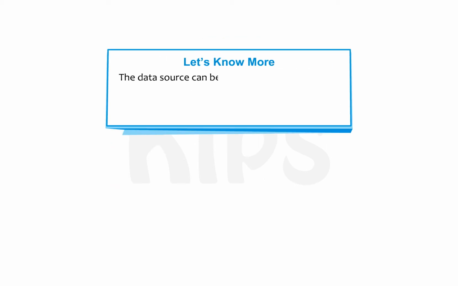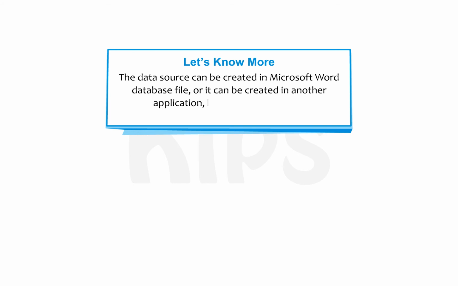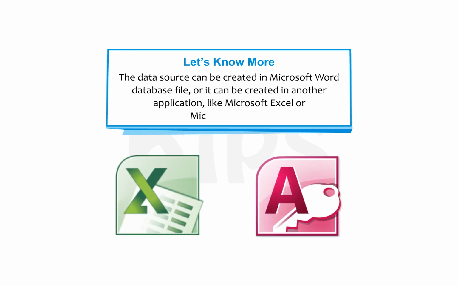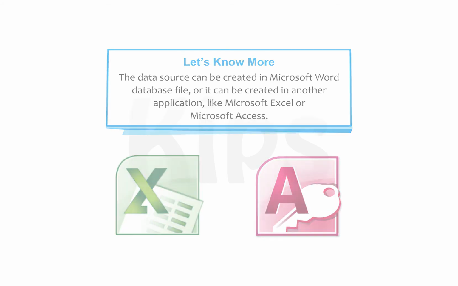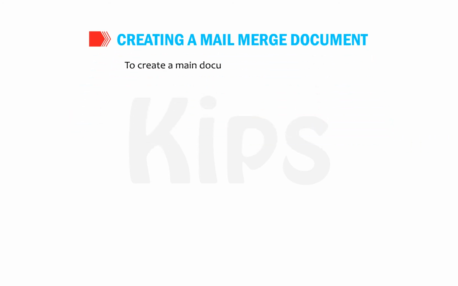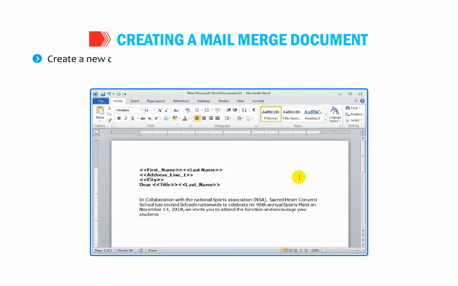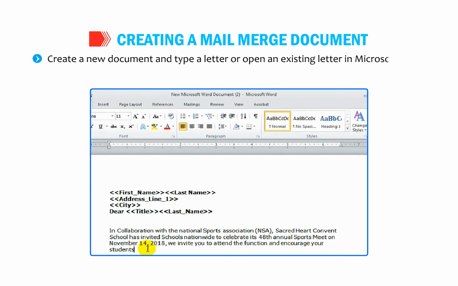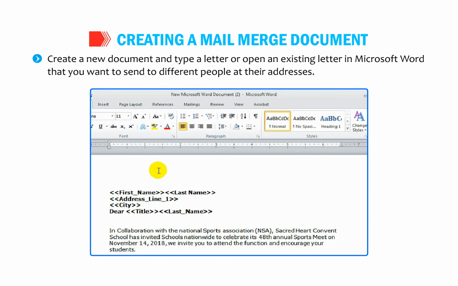The data source can be created in Microsoft Word database file, or it can be created in another applications like Microsoft Excel or Microsoft Access. Let us understand how to create a mail merge document. To create a main document, follow these steps. Create a new document and type a letter or open an existing letter in Microsoft Word that you want to send to different people at their addresses.